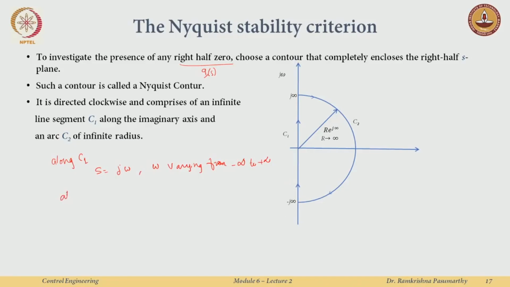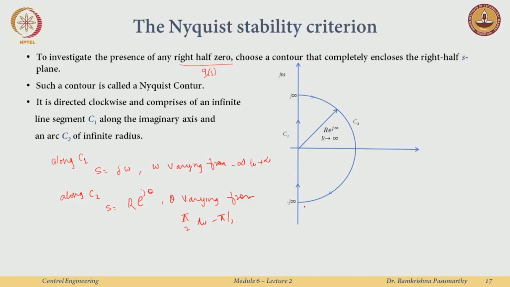And along C2, S is R e power j theta, just the phasor here. What does theta do? Theta goes from here till here, or here till here, whichever way. If you measure from here to here, theta varies from pi by 2 to minus pi by 2. So, I am taking care of the entire right half plane, including the imaginary axis.